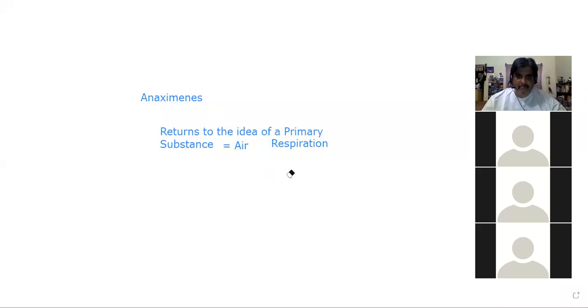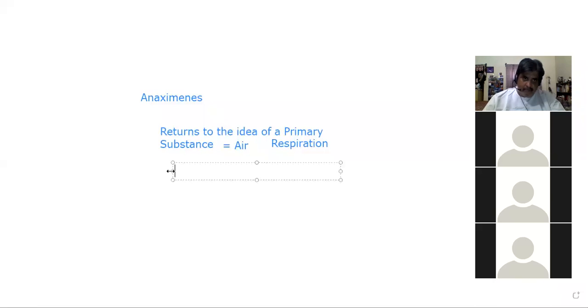Okay, Anaximenes says he realized that we breathe in and breathe out. And he said if we stop breathing, we die. Right? So he said the primary substance is air, because that seems to be the life-giving substance. So despite being a step back, it still has its importance, which is why we also have to talk about Anaximenes.